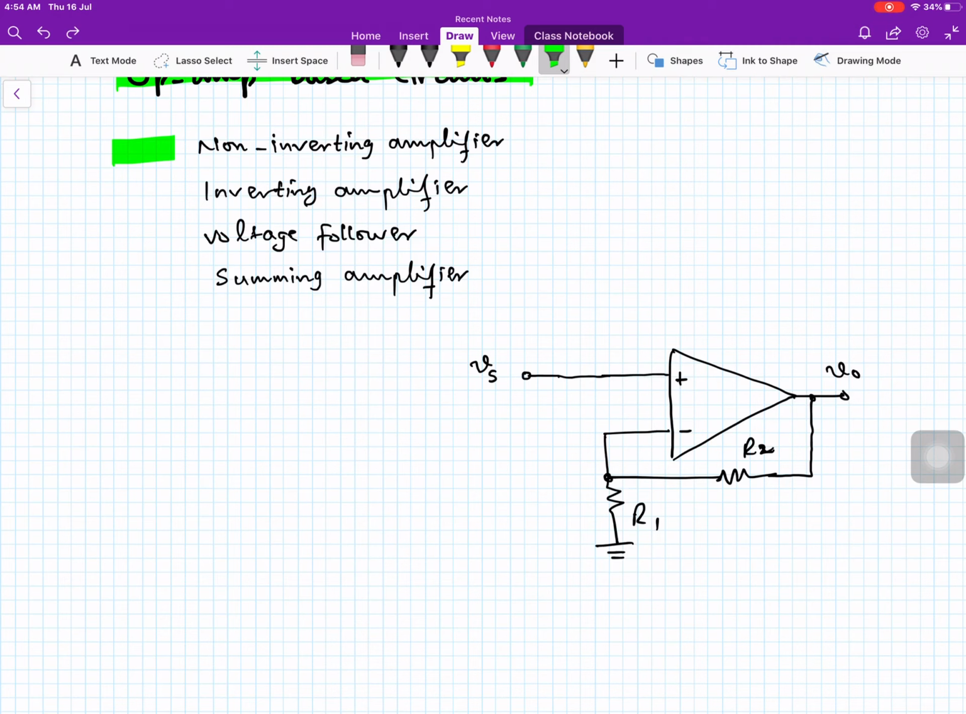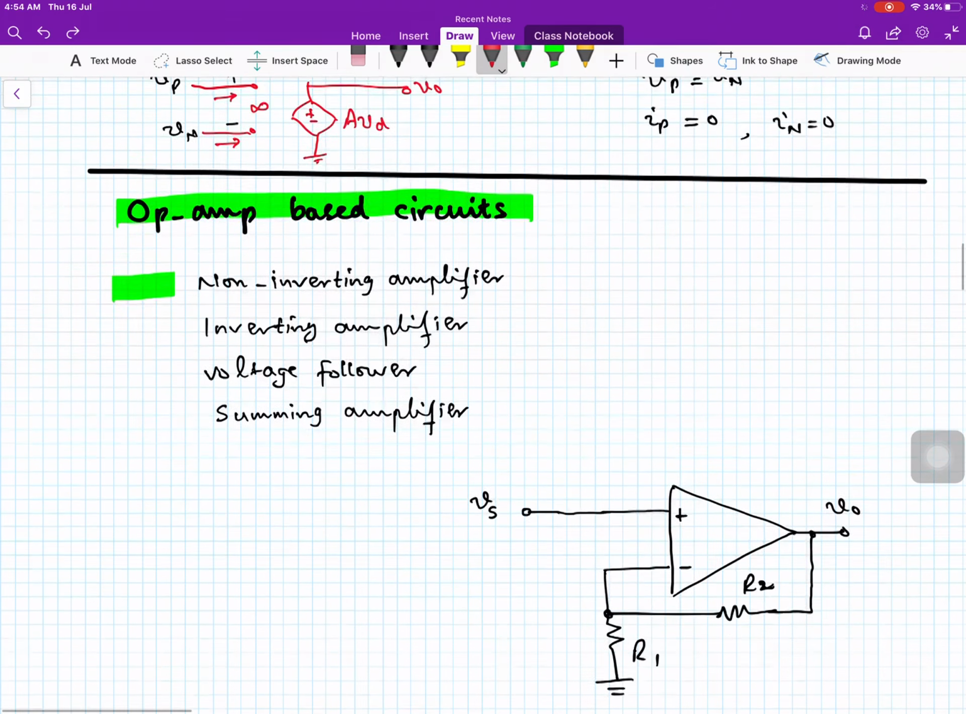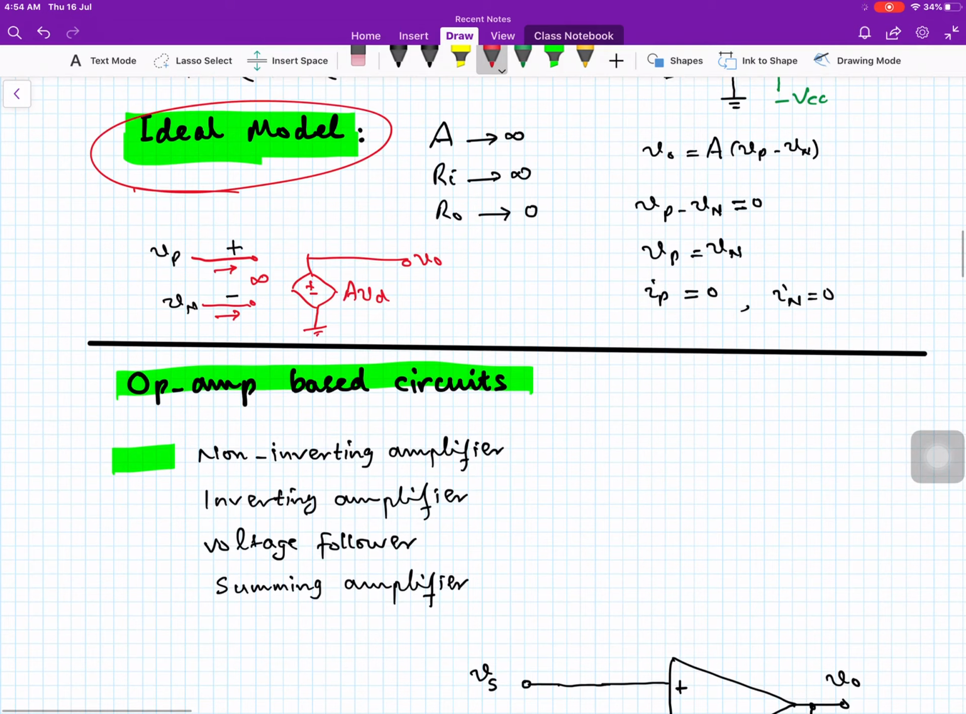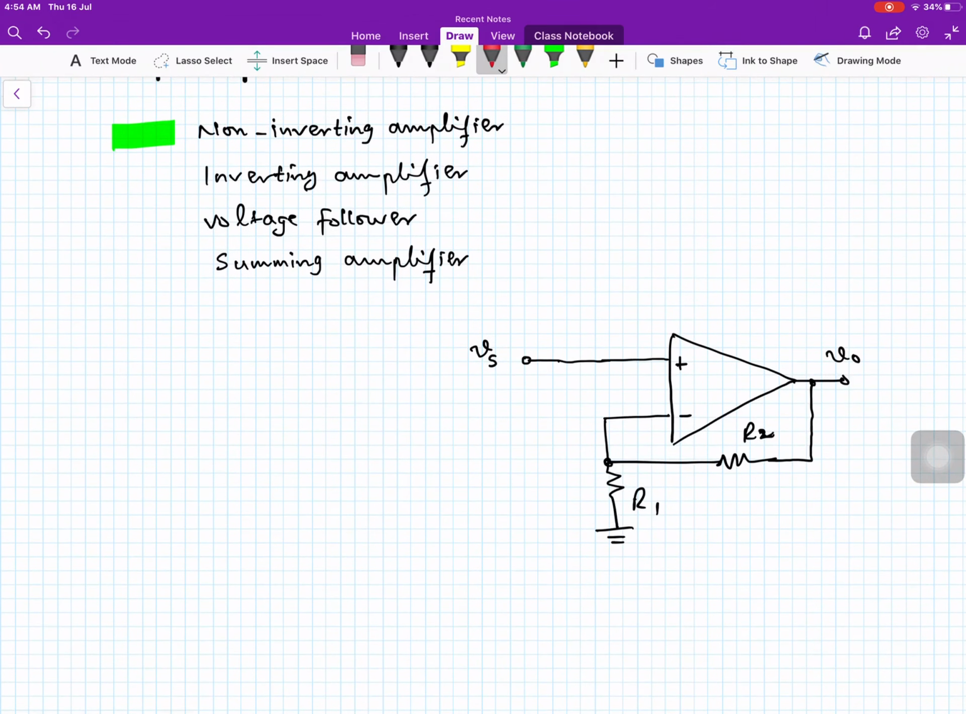Now, how to analyze this circuit? Due to the ideal model, what have we said? We have said that Vp is equal to Vn. Again, I will label Vp is equal to Vn. It means the voltage difference over here is 0 volt with this polarity. And the current entering this input, Ip, is equal to 0, and the current entering this input, In, is also 0.